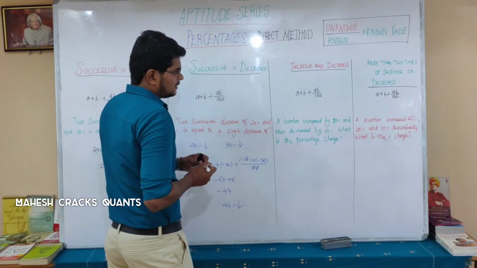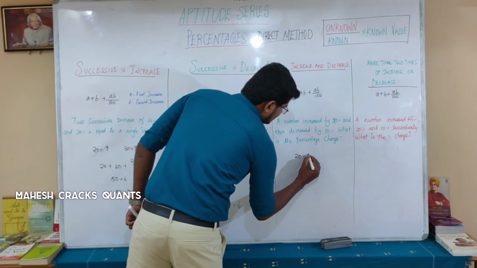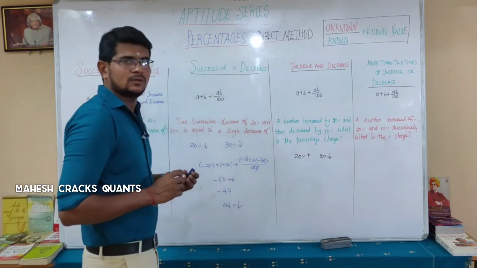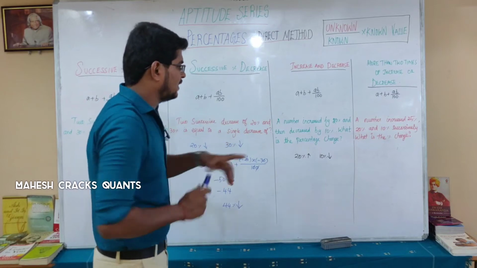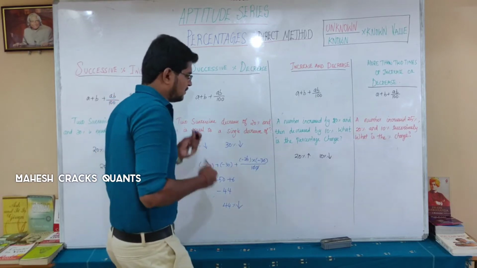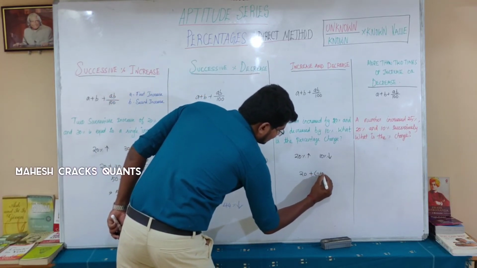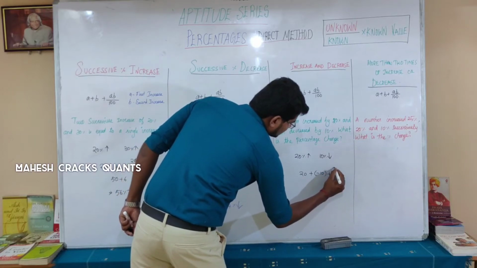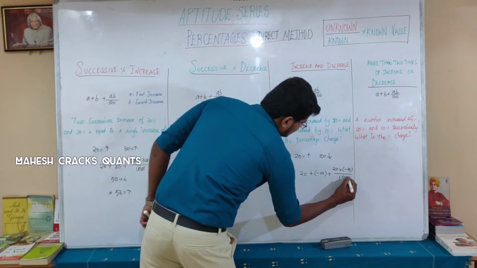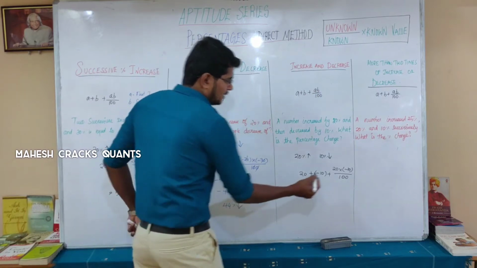First of all, I will note down the points. 20% is increase and 10% is decrease. 20% plus, 10% minus. Just use this in the formula. So A is plus 20, B is minus 10, plus A times B, 20 into minus 10, divided by 100. I just fixed the values into the formula A plus B plus AB by 100.